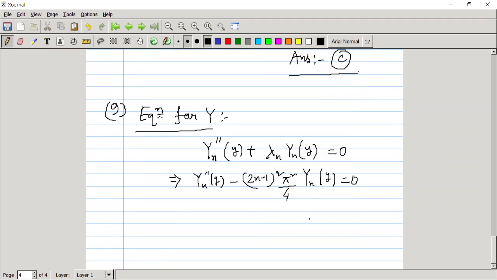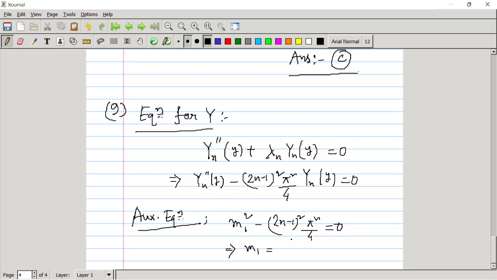Now the same process, the same auxiliary equation you have to find. Let's denote it as m1. So m1 square minus (2n minus 1) square pi square by 4 equal to 0, right? So what is m1? This is a positive quantity, everything is positive, so there should not be any imaginary part. So m1 is plus minus (2n minus 1) into pi by 2, right? Is it okay, Ruby?